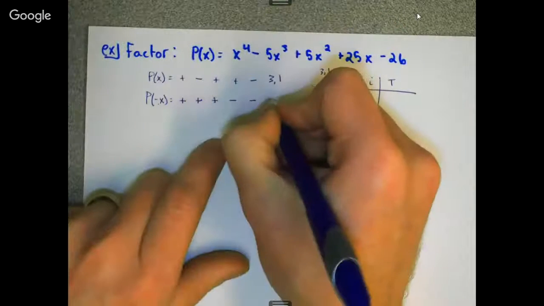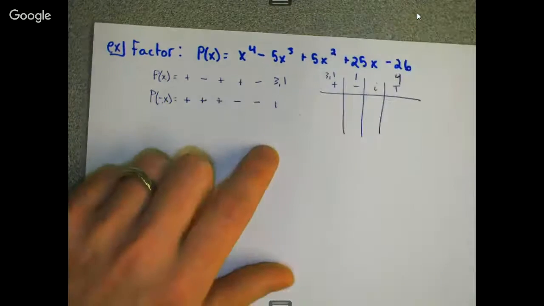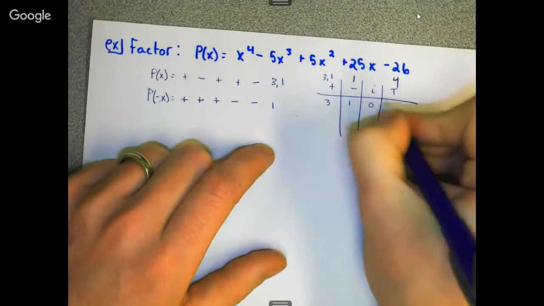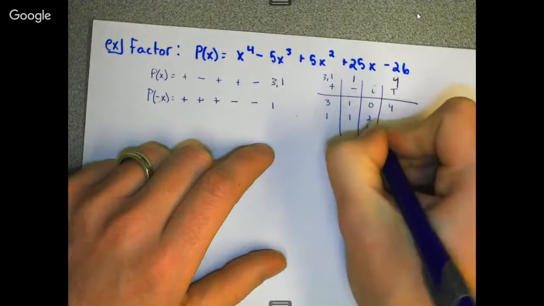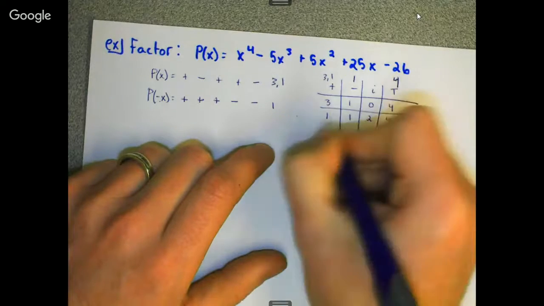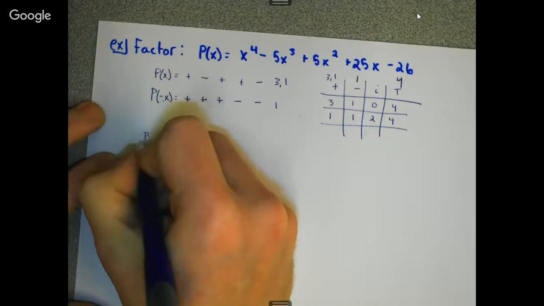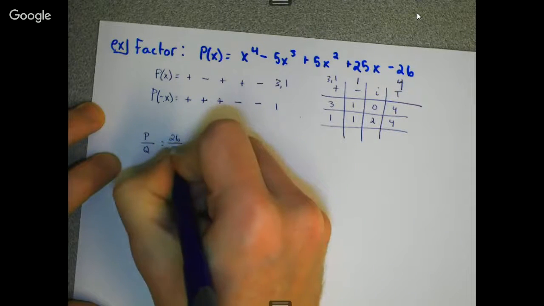So then I have 1 negative, and I need 4 total. Okay, so I could have 3, 1, 0 for a total of 4. I could have 1, 1, 2 for a total of 4. And that looks like it's all my combinations. So then we'll go P's and Q's. P is 26. Q is 1.